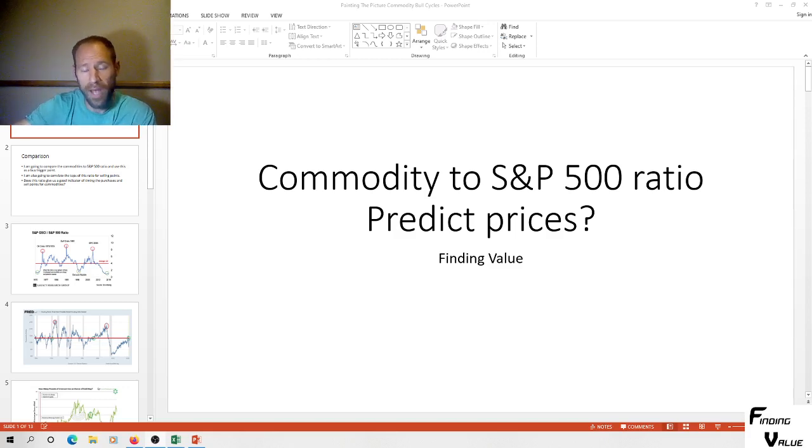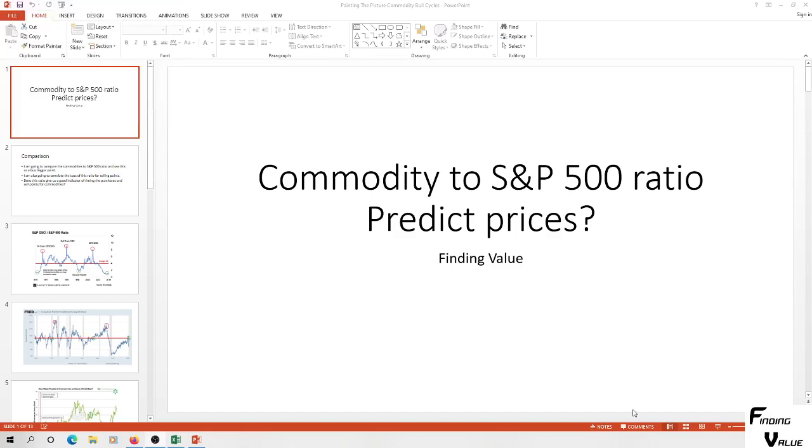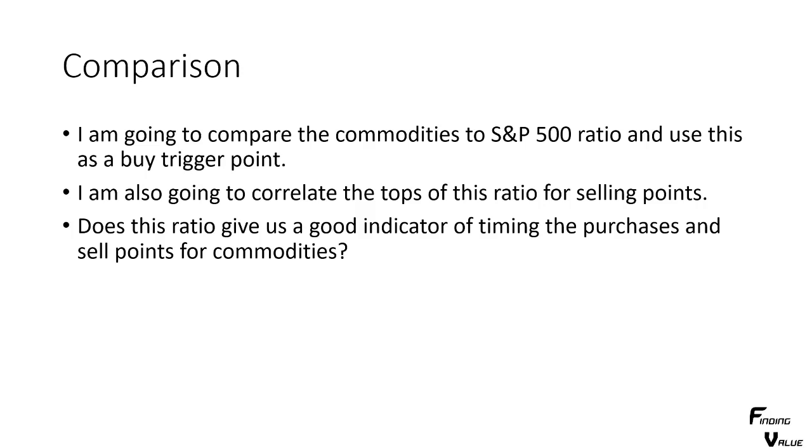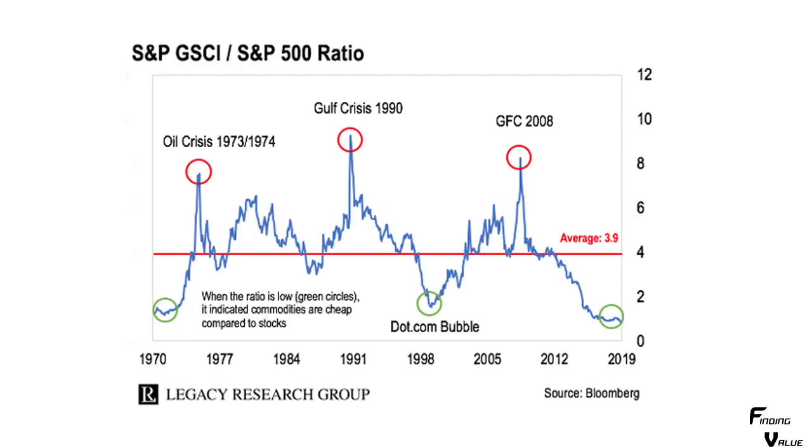Let's see how the commodity to S&P 500 ratio can predict other prices and ratios of other assets. Can we use it to predict prices? The comparison here is I'm going to use the commodity to S&P 500 ratio as a buy trigger point. I'm also going to correlate the tops of this ratio for selling points. So does this ratio give us a good indicator of timing the purchases and sell points for commodities and the producers of those commodities?